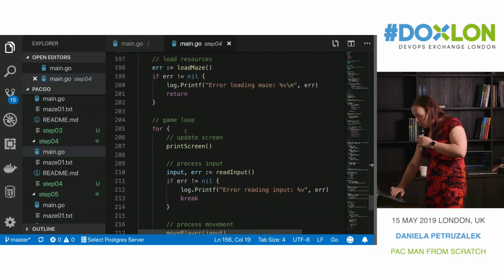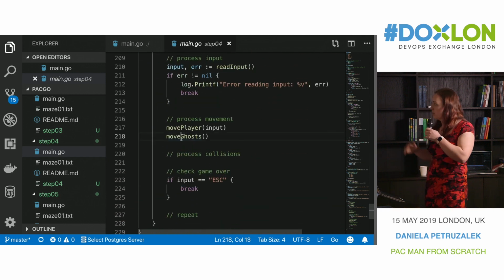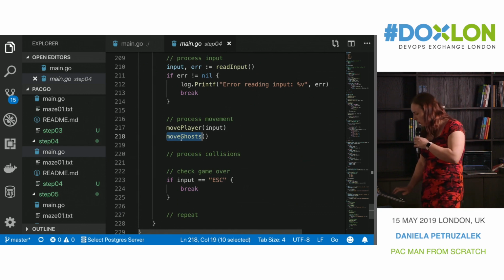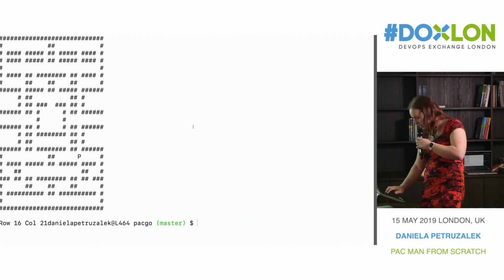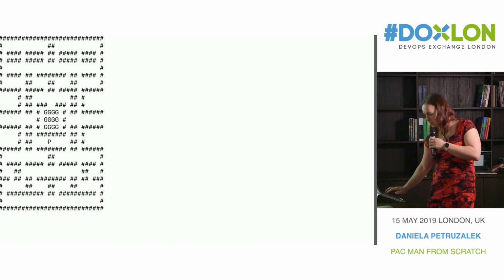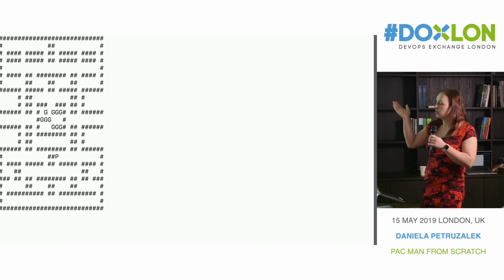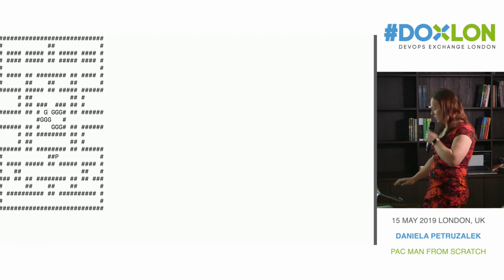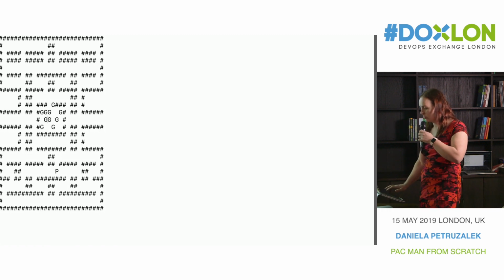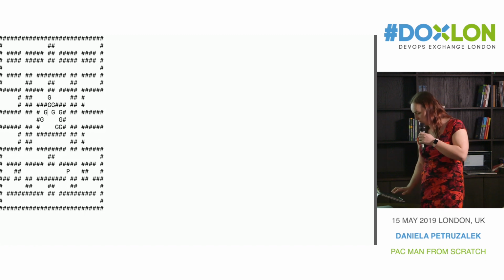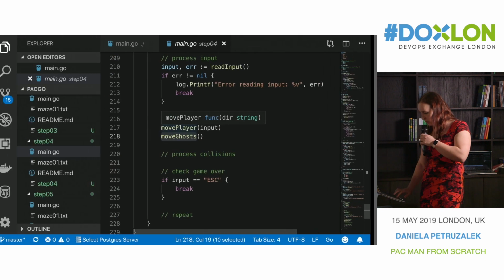It works fairly well. Then we add this move ghost to the process movement section, and we have step... sorry, I forgot which step. This is 4. Okay, we are starting to see some stuff happening. There's an obvious problem that the ghosts only move when I move my player, but I will solve this in a few seconds. But let's move on.